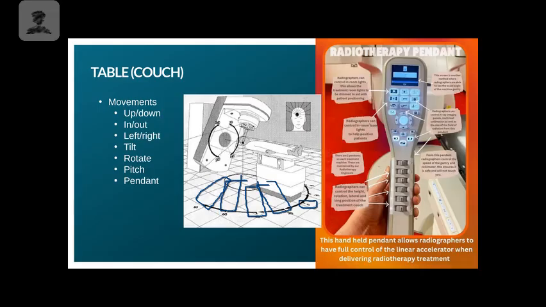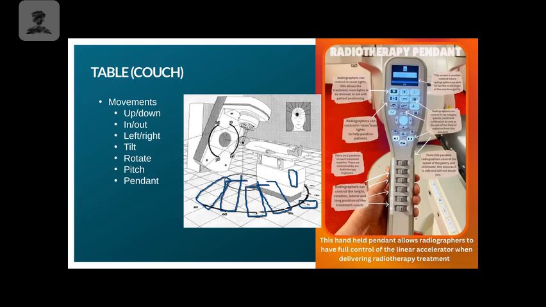We also have what's called a pendant. That hangs at the end of the table usually. With that pendant, we're able to move the table up and down, in and out. And then we can also rotate the gantry. If you wanted to know exactly what each individual button does, it's labeled on this image here.